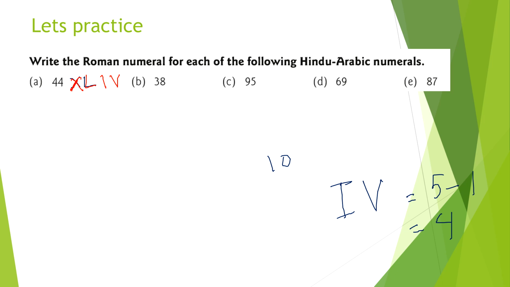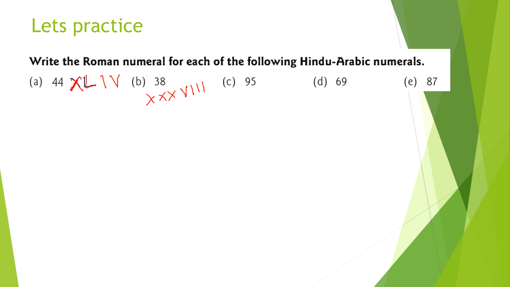Now look at 38. If you remember the rule number 1 where we are just adding, we will do this only. So 3 is 30. That is, we have to do it X, X, X, because we can repeat X 3 times, and then we have to do 8. 8 is V plus I, I, I. So you see this is 38.